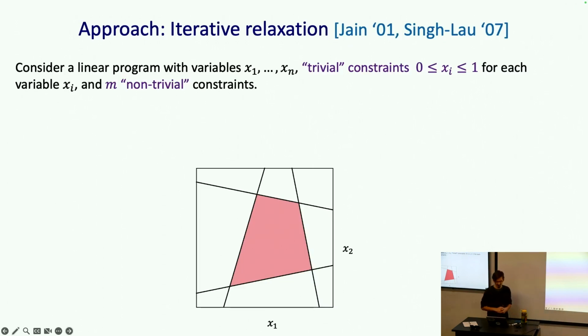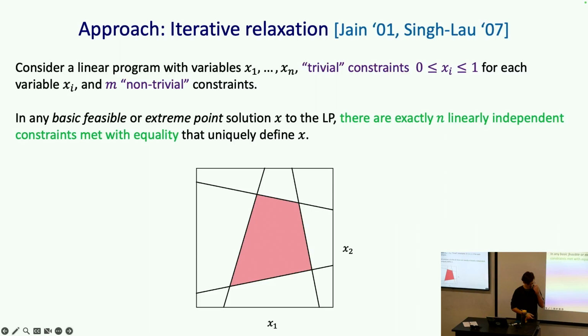So just consider a linear program. Let's say we have n variables. We have some trivial constraints that just say that every variable should be between 0 and 1. And then we have some number m of non-trivial constraints. So in this LP with 2 variables, we have 4 non-trivial constraints. And n is 2. And here's a very basic fact that probably most of you know. In any basic feasible or extreme point solution to a linear program, or equivalently any vertex of the resulting polyhedron, there are exactly n linearly independent constraints met with equality that uniquely define this point x.